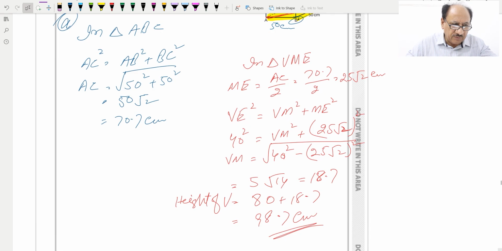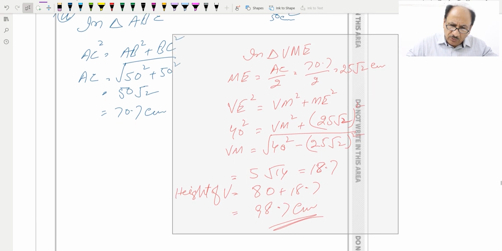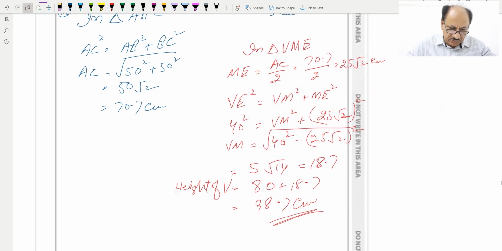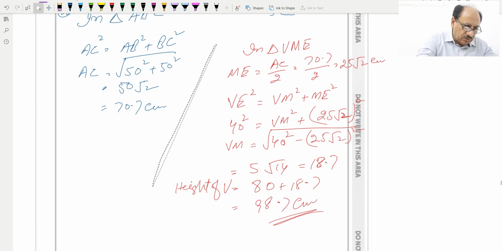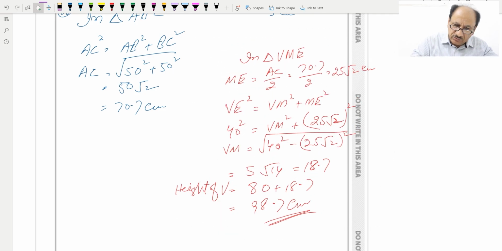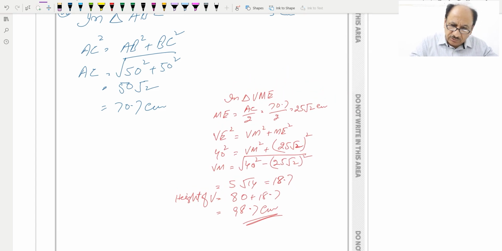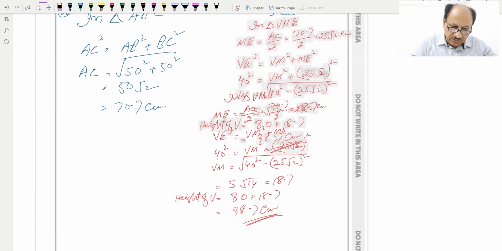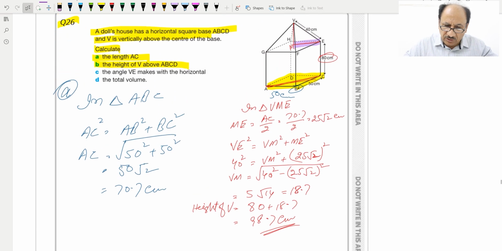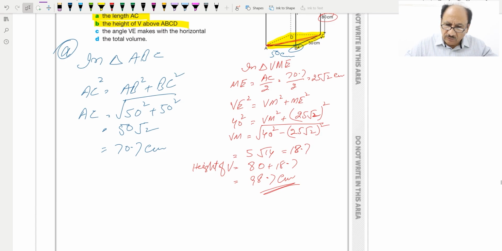Now I will just adjust the size, reducing it, and we can place it over here, and now we'll be utilizing the space for the rest of the parts. B part, this is the B part which we have done.